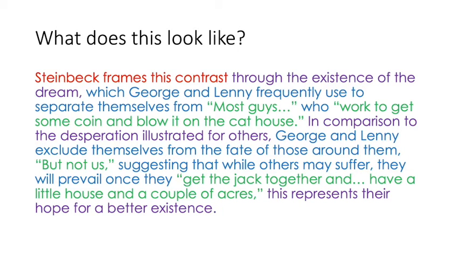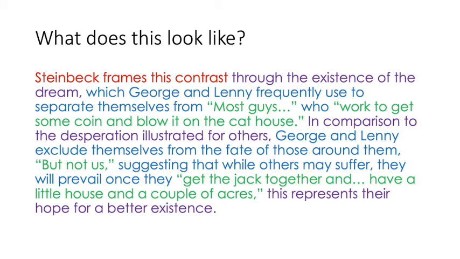I've taken an extract from a paragraph, and I'll make the point that this is not a paragraph. This is two sentences that were taken from a paragraph. But what I want you to see in this is how those elements that we illustrated before work together. So the first sentence reads, "Steinbeck frames this contrast through the existence of the dream, which George and Lennie frequently use to separate themselves from most guys who work to get some coin and blow it on the cat house." So there's the first sentence. I used that bit of flair at the beginning. I could have just said in the book, but I say Steinbeck frames the contrast.